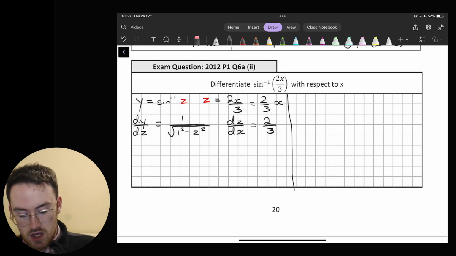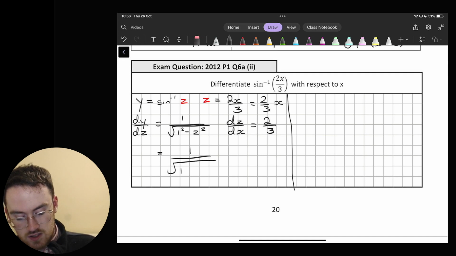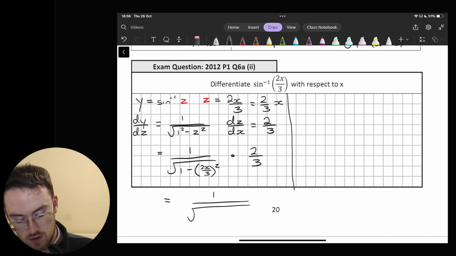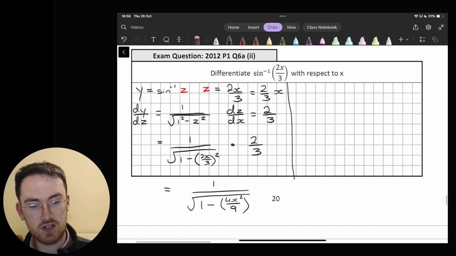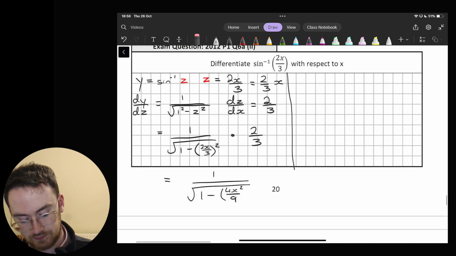Okay, so following on here, we're going to have to substitute back in our answer for z, and in this case we said z was 2x over 3. And we're going to be multiplying this by my derivative, which is 2/3 here. So 1 over the square root of 1 minus 4x squared over 9, multiplied by 2 over 3.